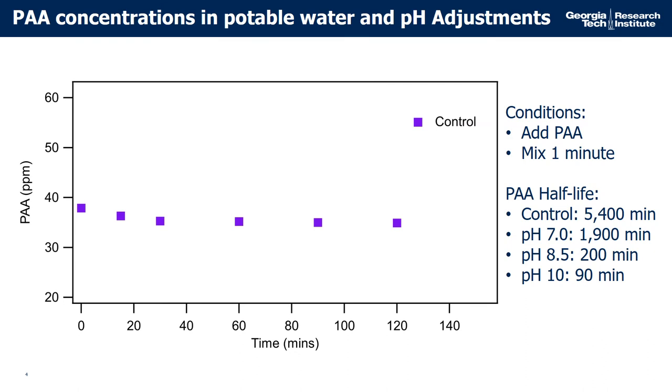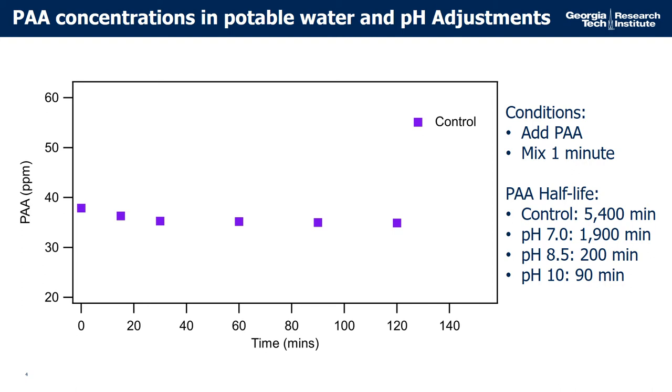So before we started our PAA decay studies in chiller media, we needed to understand how stable PAA is in potable water to act as our control. For this study, 150 microliters of 15% stock solution of PAA was added to potable water and its concentration was measured for a period of time, seen here.